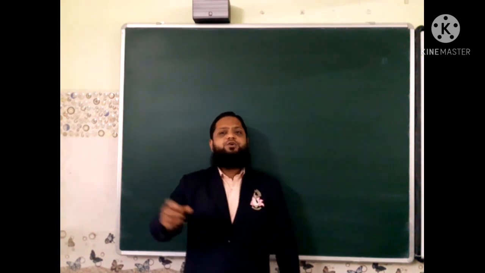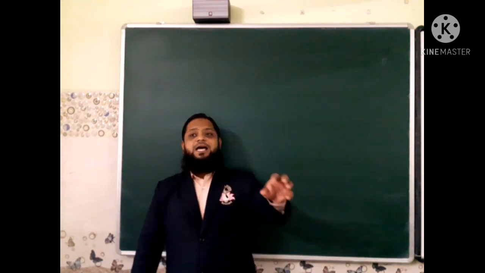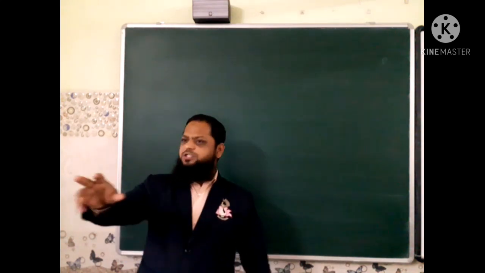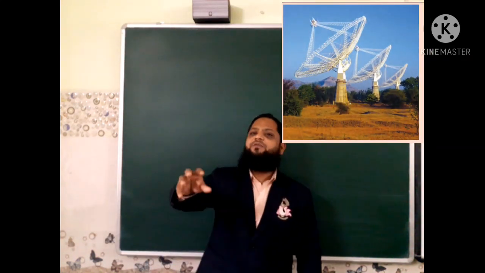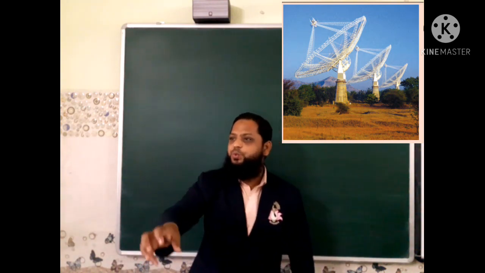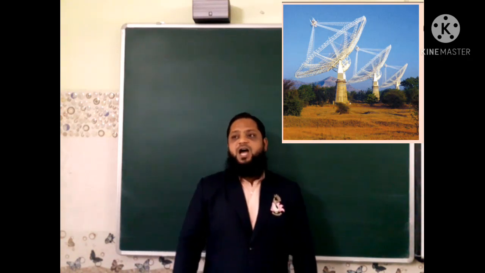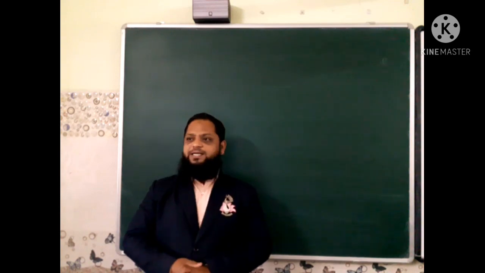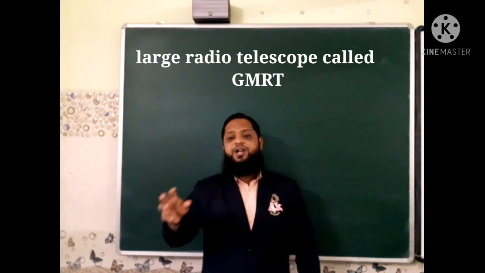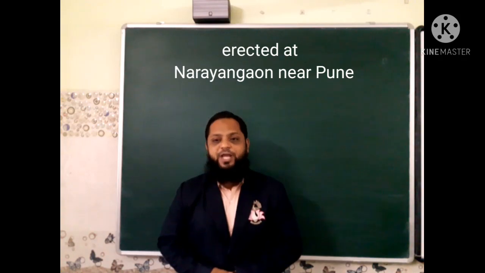Let's see the radio telescope. Many heavenly objects emit radio waves in addition to visible radiation. We cannot see this radiation with the help of our eyes. A special type of telescope is used to receive these rays. It is called a radio telescope. A large radio telescope called GMRT, the Giant Metrewave Radio Telescope, is located at Narayangaon near Pune.